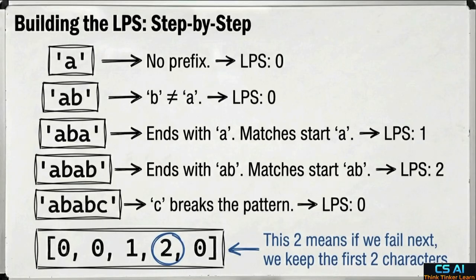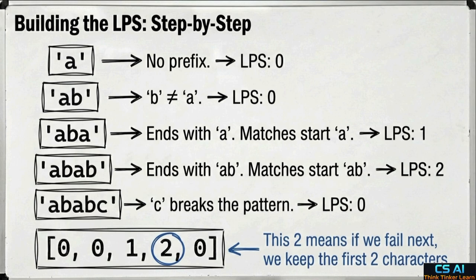For ABAB, the suffix is AB and the prefix is AB. That's a match of length 2. Finally, for ABABC, the C breaks the pattern of ABs, so we drop back to 0. Our final array is 0, 0, 1, 2, 0.